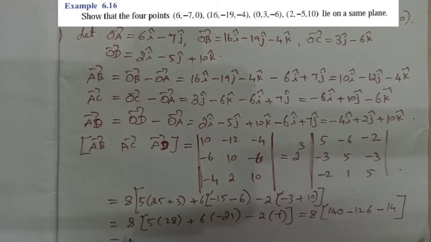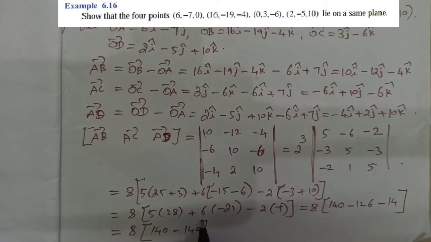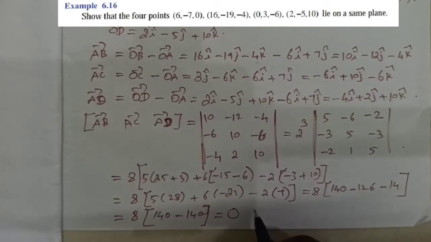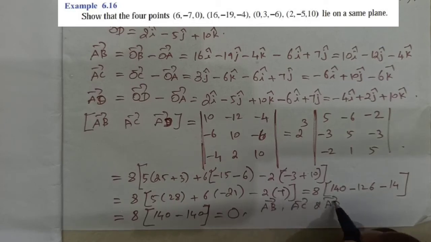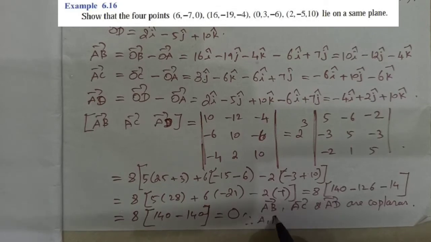So 8 into 140 minus this also 140. So 140 minus 140 becomes 0. 0 into anything is 0, 0 into 8 is 0. So we can say that AB, AC and AD are coplanar. AB vector, AC vector and AD vector are coplanar. That means the points A, B, C and D lie on the same plane.